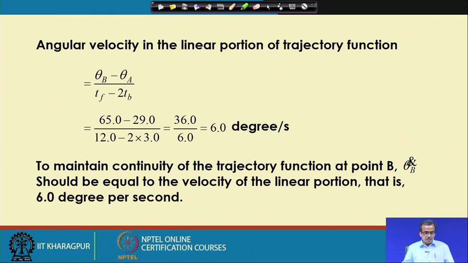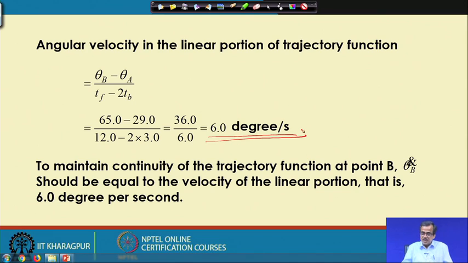At the linear portion, we have theta b minus theta a divided by T f minus 2 T b, and that is nothing but the angular velocity. And if we insert the numerical values, you will get 6.0 degrees per second, and that is nothing but the angular velocity at the end of the linear portion.